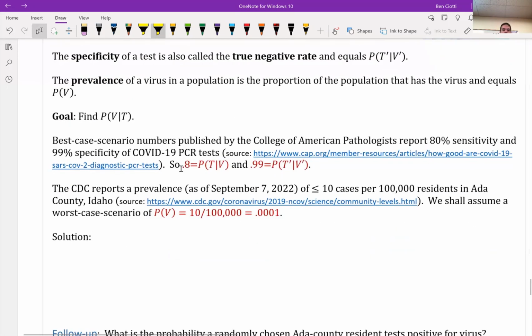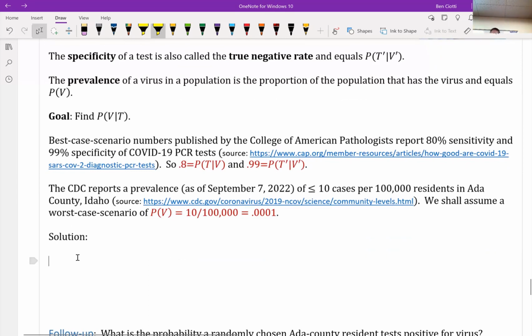Okay, that was quite the setup. We're now ready to solve the problem. And you have some similar problems, by the way, on the online and written homework. What do we want? We want P of V given T. Now, you don't obviously know what P of V given T is, but we do have these three quantities, which are all conditioned on V, not conditioned on T. So we have to reverse our conditioning, which is what Bayes' rule allows us to do. So let's apply Bayes' rule.